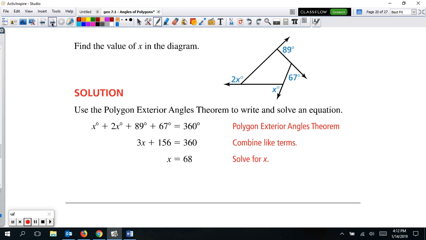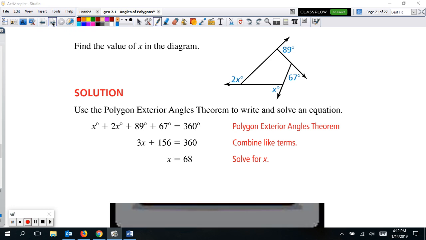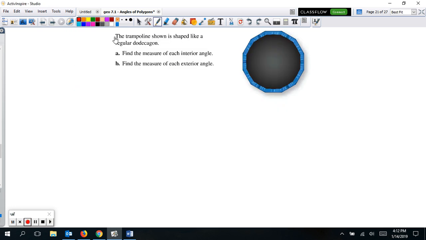Here's another one from the book, not in your notes, but I can walk you through this one. It says the trampoline shown is shaped like a regular dodecagon. That's going to mean it's got 12 sides, the dodecagon. You need to know that. It says find the measure of each interior angle.